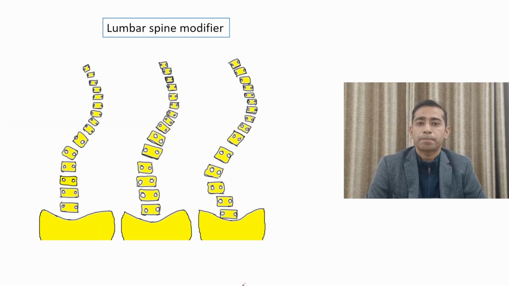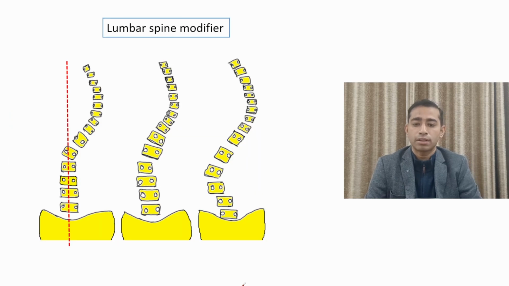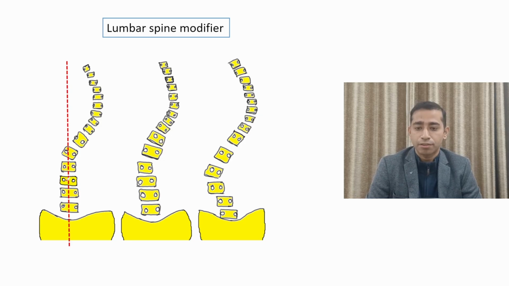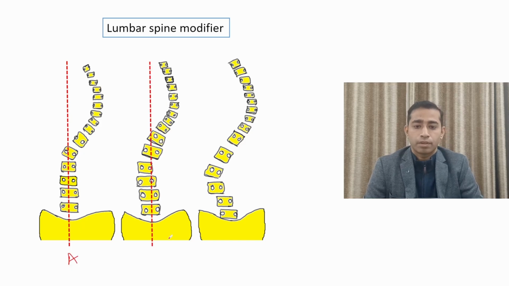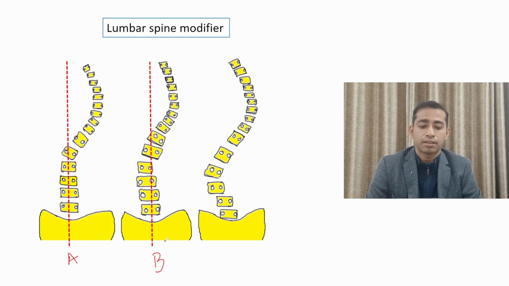Coming to the lumbar spine modifier, we draw the CSVL and we look at its relationship with the apex of the lumbar curve. So we have to remember, we have to see the apex of the lumbar curve, not the thoracic curve. So if this is the apex of the lumbar curve, if this line is passing between the pedicles, it is type A. Now, if it is touching the pedicle, it is type B. And if it is completely medial, it is type C.